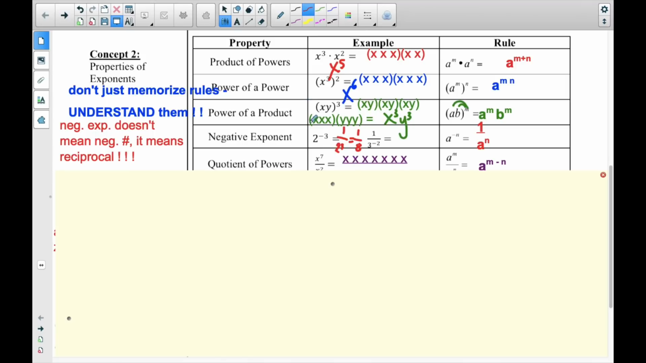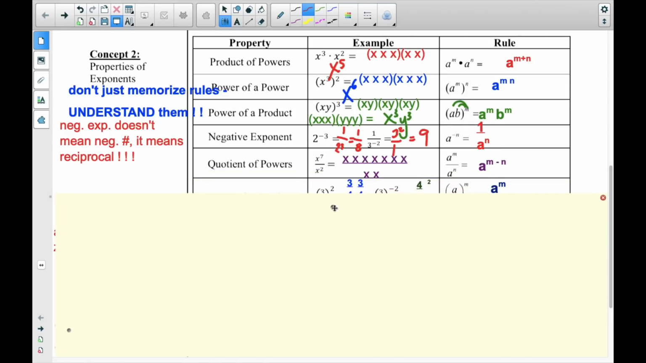But if I have 2 to the negative third power, that's like 1 over 2 to the third power, which is 1 over 8. And if we have 1 over 3 to the negative second, once again, we have to do the reciprocal. So we're going to put 3 to the second on top and put the 1 on the bottom. And so then 3 to the second is just 9, so that simplifies down to 9. And the rule is that a to the negative nth power is 1 over a to the nth.